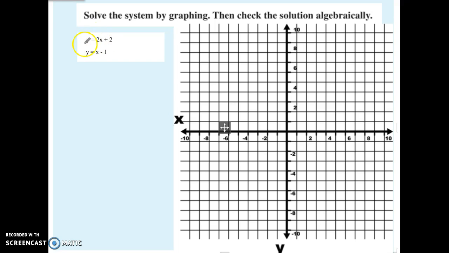In this first example, I have y equals 2x plus 2. I know this equation crosses the y-axis at 2 because the y-intercept is 2. That makes this the ordered pair right there. Then the slope is 2, so I would count up 2 and to the right 1 to get to my second point. And you can connect those two coordinates on your graph.